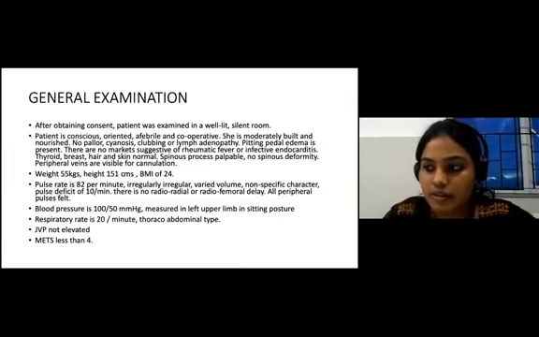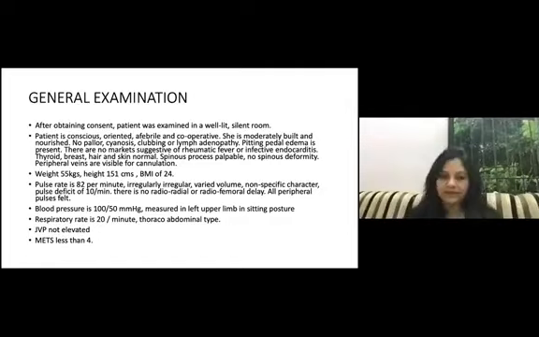So JVP consists of 3 positive waves and 2 deflections, that is A, C, and V. The A wave corresponds to the right atrial contraction, the C wave corresponds to the isovolumetric ventricular contraction, the X descent is due to atrial relaxation, and the Y descent is because of the rapid ventricular filling. Okay. Fine.